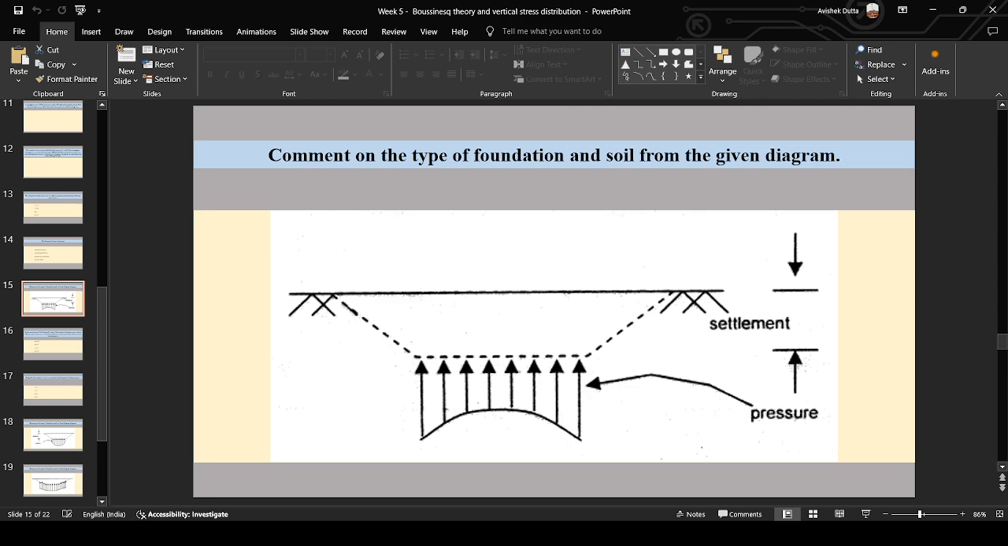Comment on the type of foundation and soil from the given diagram. You have to comment on the type of foundation and soil from the given settlement and pressure distribution. Okay. I hope the question was clear. Next question.